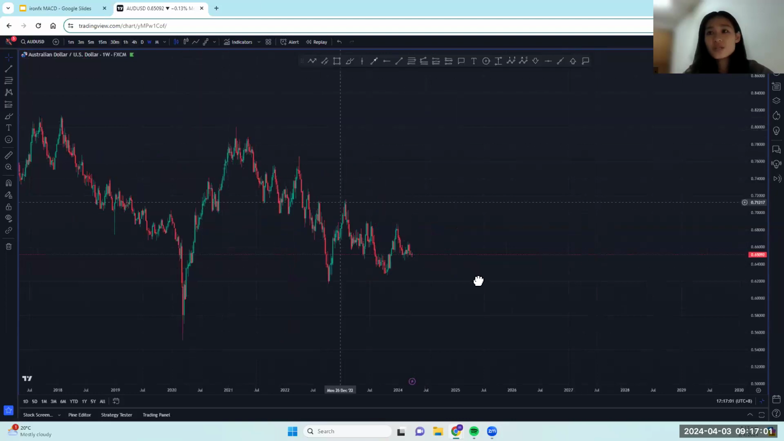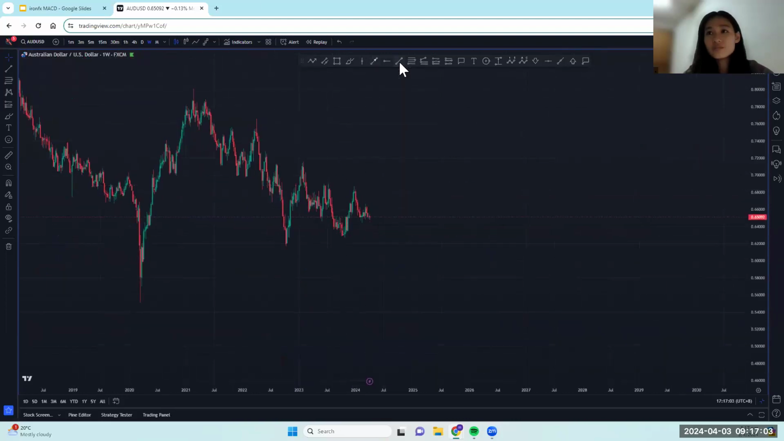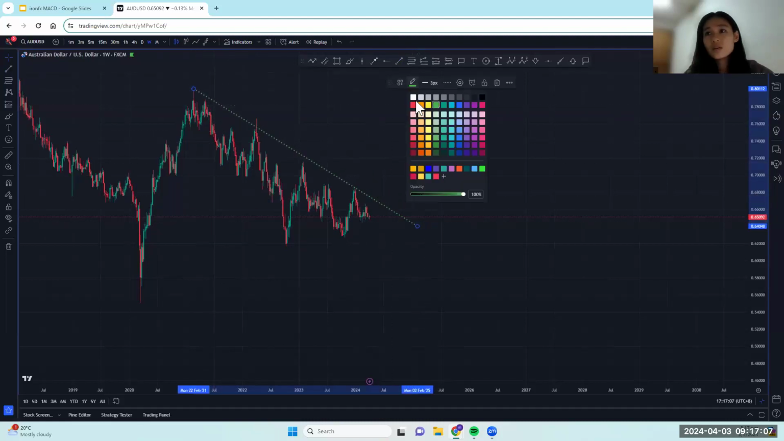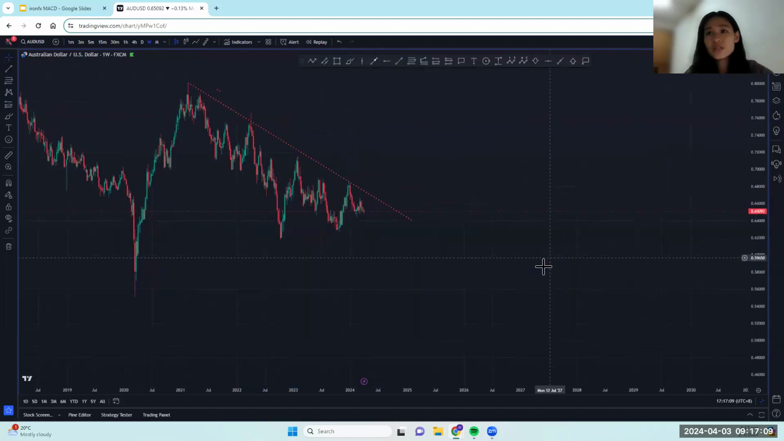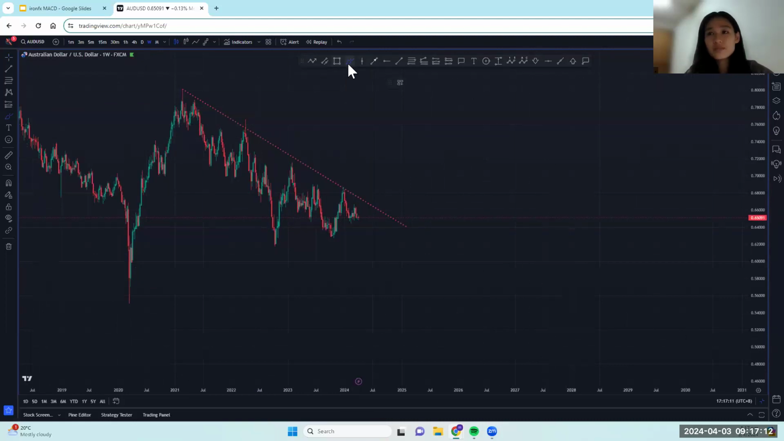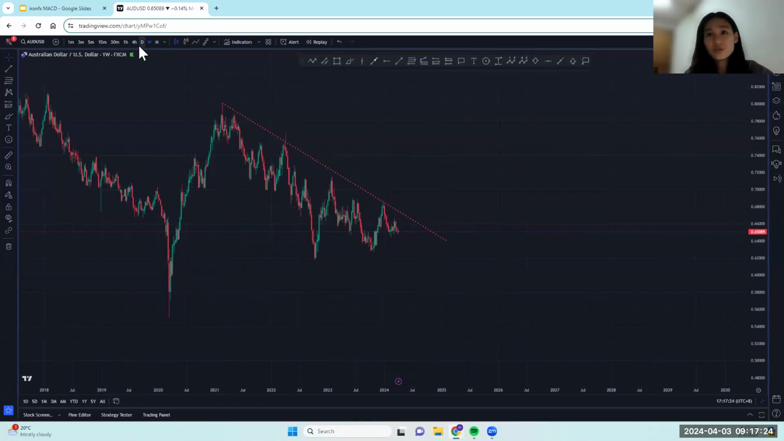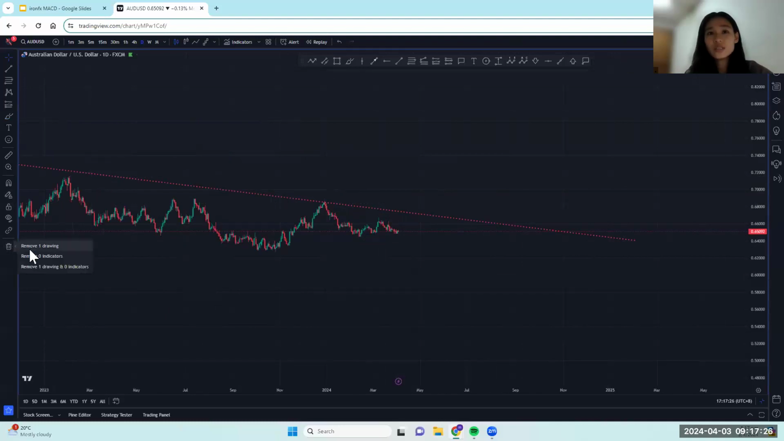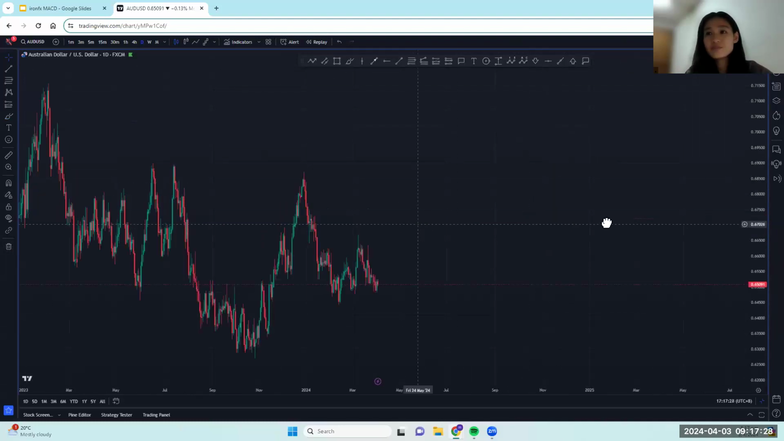So you can see prices are moving in this downtrend. Okay, it's also moving in this descending trend line. So what makes a valid trend line, just to recap, is if there are at least three touches on the trend line. Okay, now that we know it's typically moving in a downtrend, now let's look at our daily time frame.